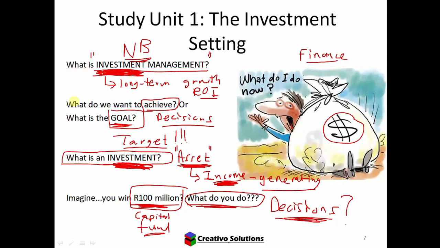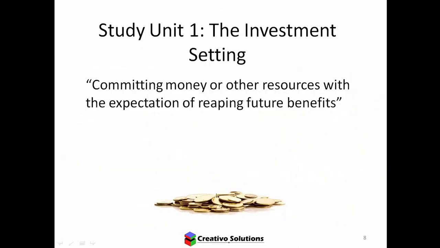Just remember that if you are an investment manager, you have a certain amount of capital, money, which you have in your fund, and you're going to have to allocate or invest that money in order to receive some sort of return on investment. So study unit 1 is looking at this concept of committing money or other resources with the expectation of reaping some sort of benefit in the future.